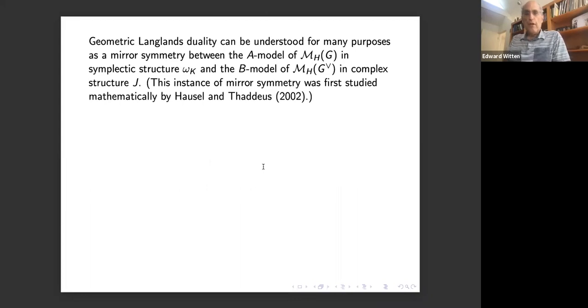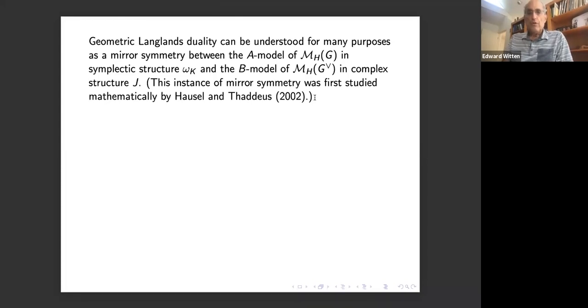Now, geometric Langlands duality, for many purposes, is a mirror symmetry between the A model of the Higgs bundle moduli space of G, viewed as a real symplectic manifold with symplectic structure omega K, and the B model of the dual group in complex structure J, where it parameterizes complex flat bundles. This is a very nice instance of mirror symmetry, which was first studied mathematically by Hausel and Thaddeus, who explained that it's a rare case in which you can make the SYZ picture of mirror symmetry in terms of T-duality and a torus fibration completely explicit. The torus fibration is the Hitchin fibration of these moduli spaces.